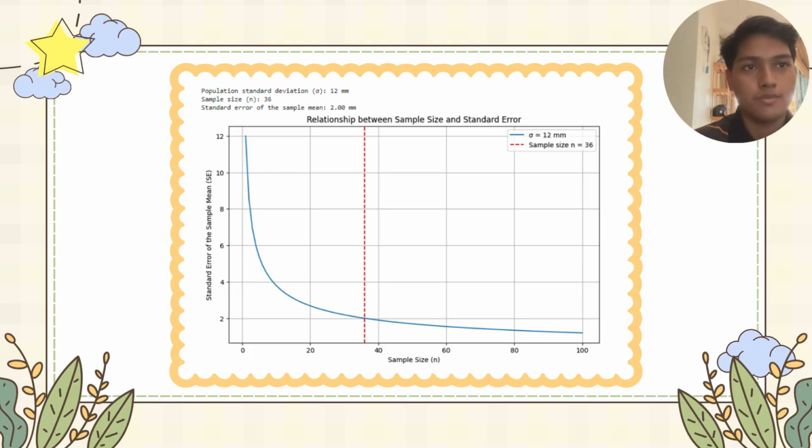This is another example of the standard deviation. We have 12 millimeters of standard deviation, and the sample size is 36. As you can see in the line chart, we have the relationship between sample size and the standard error. The blue line represents the standard deviation, and the red line represents the sample size, which is 36. So this is the line chart visualization for the example.